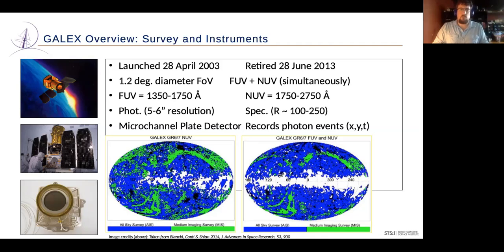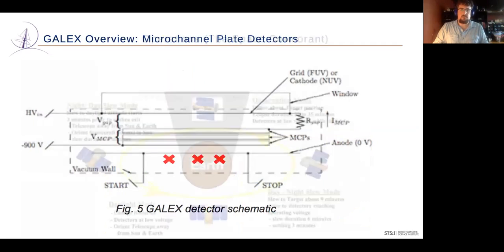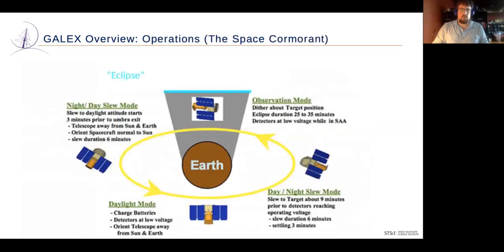Now the mission itself only released, there's a picture of the detector, and Scott explaining how the charge multiplier works. And that is the eclipse information.